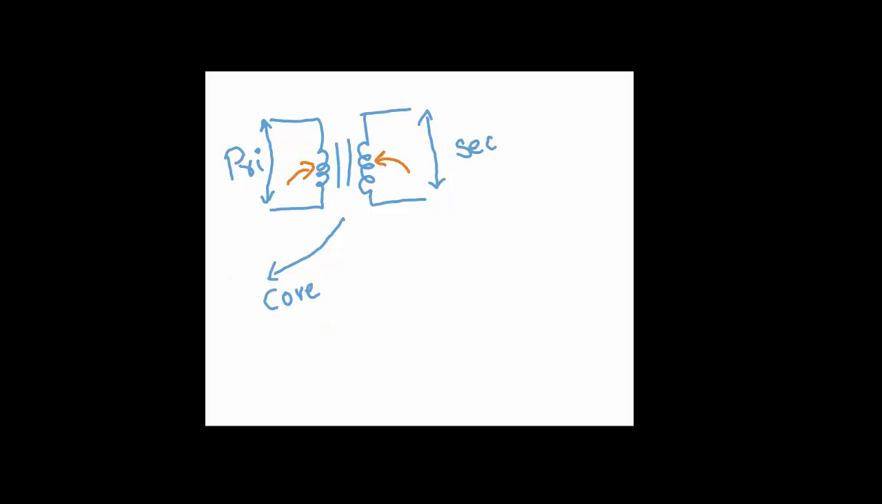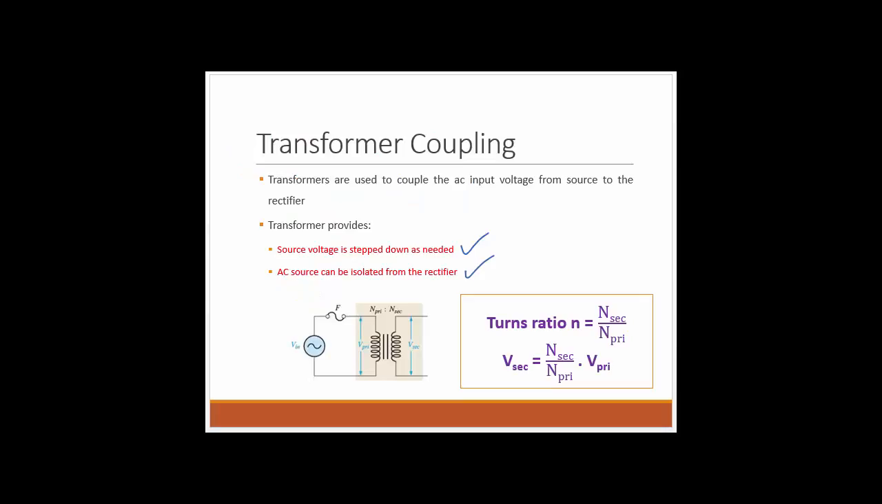And these windings, or the number of turns that these windings have, could be different based upon whether you want to achieve a step up or a step down. Remember that step up will increase the secondary voltage. Step down will reduce the secondary voltage. So let's look at how it will step up or step down.